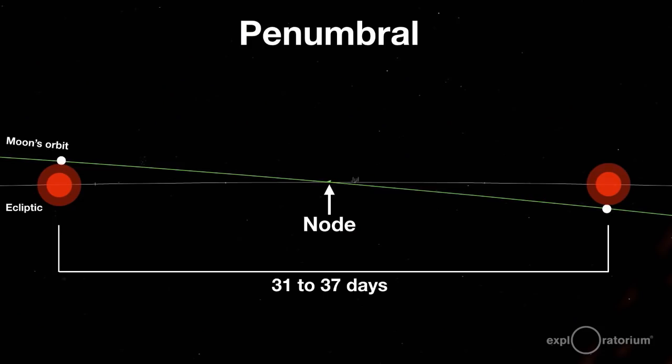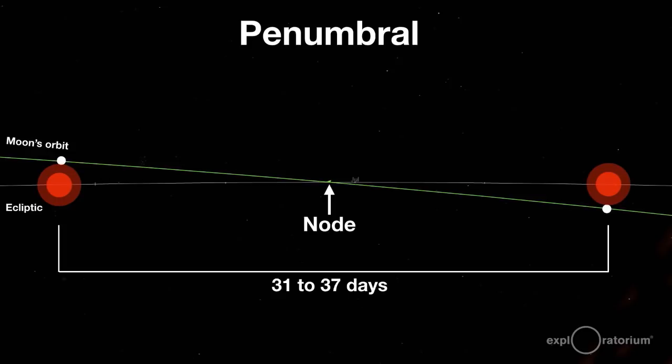As a matter of fact, it takes the Earth's shadow about 31 to 37 days to go across that distance right there, which means that if the moon only takes 29 days to go around, it's going to get in that shadow at least twice during that period. But you may not see it because it will almost certainly be a penumbral shadow, and we don't see those very well.